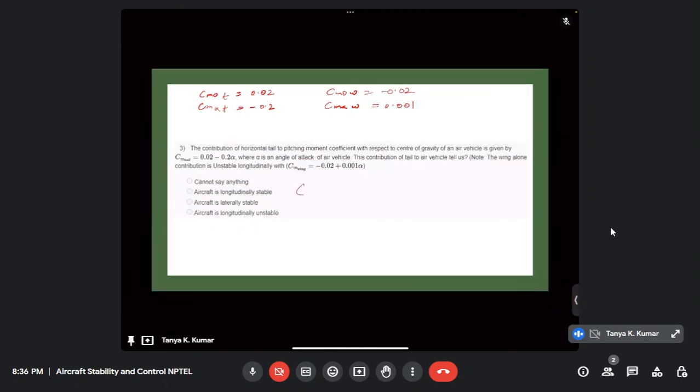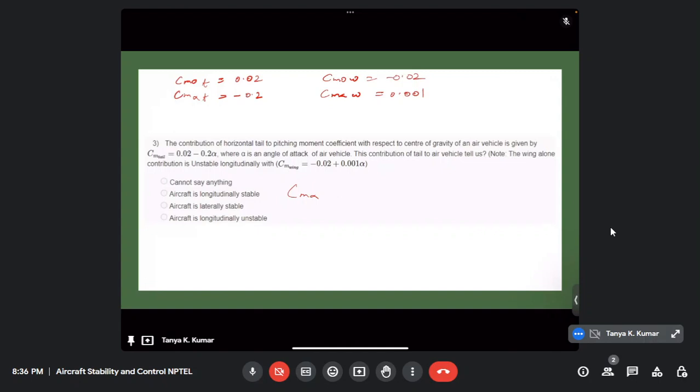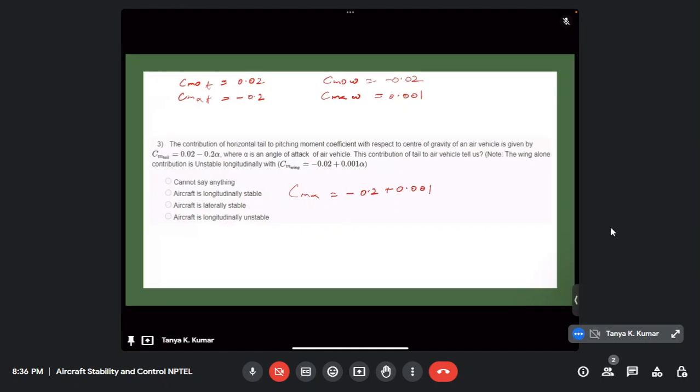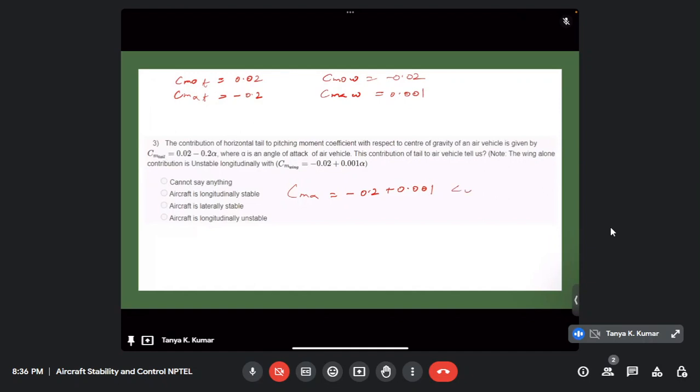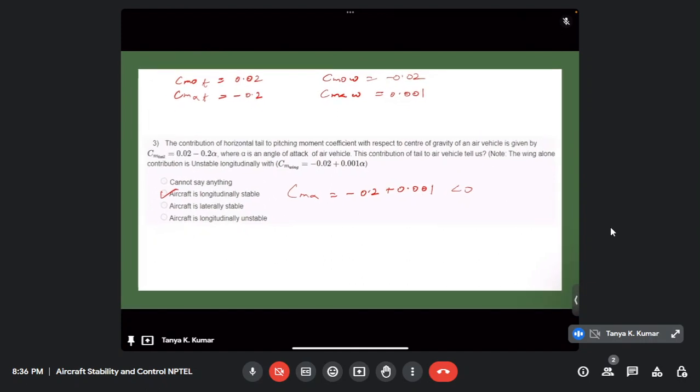So what is the Cm alpha of the entire aircraft? It's minus 0.2 plus 0.001. How much is this quantity? It is less than 0, right? It's less than 0, so the aircraft is longitudinally stable. Correct? Let's go on to the next question.